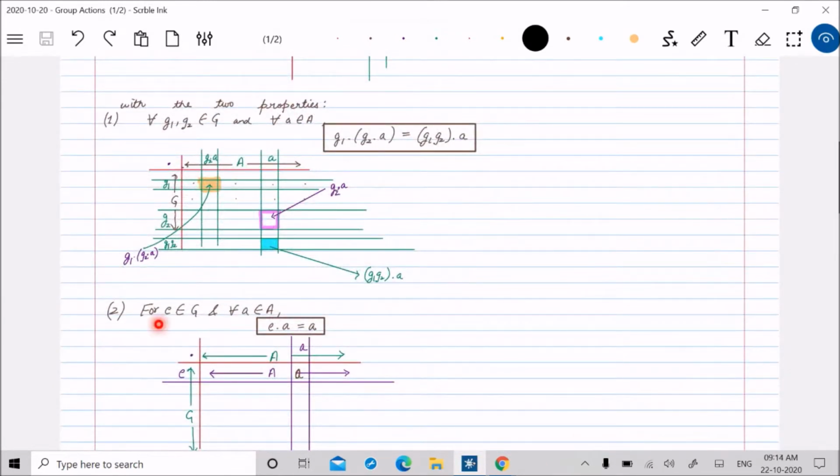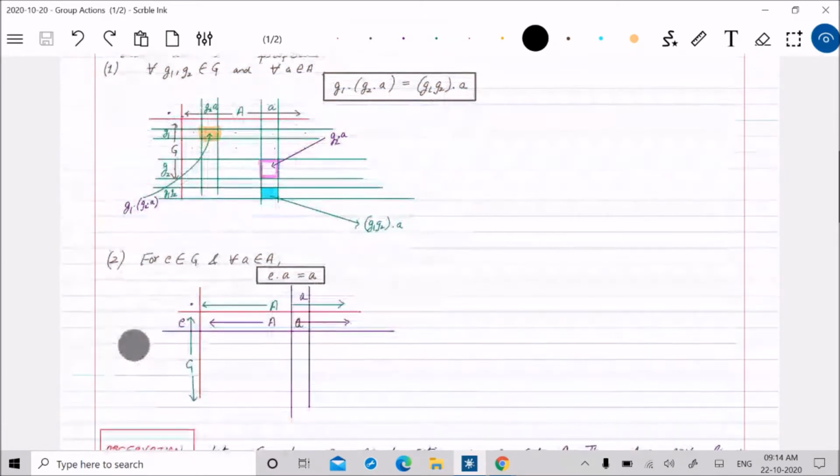It says that for the identity element, which is denoted by the letter e for group G, and for all values belonging to capital A, this postulate must hold. And this should be read like this: e acting on a must give a. It is not e multiplied with a, right? It is e acting on element a should be equal to a, and this must hold for every value of little a belonging to capital A, right?